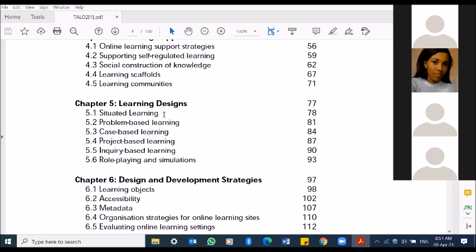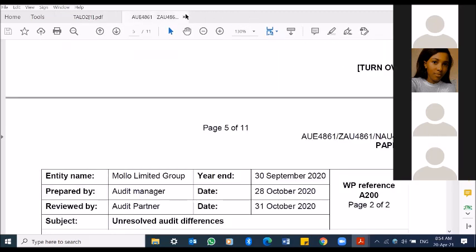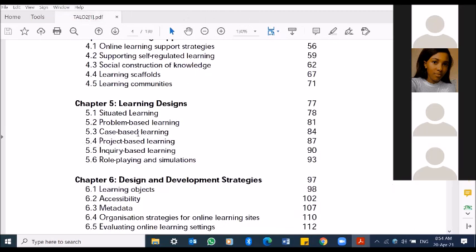How do we design around the learners? We can design around the learners by giving situated learning, where we situate a problem. We can use problem-based learning, whereby I give our learners a very ill-defined task for them to do, a problem to solve. Problem-based learning, whereby now you are given a problem, and case-based learning, they are almost the same. Project-based learning, we go to the field and do a project.